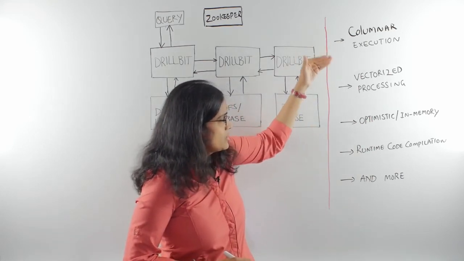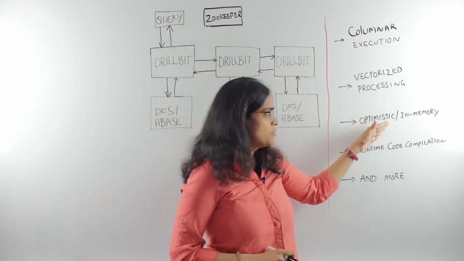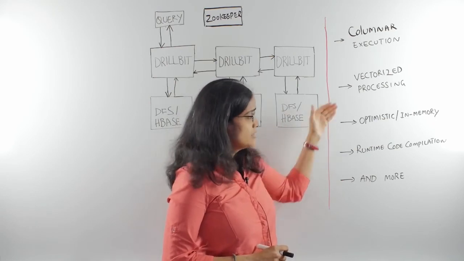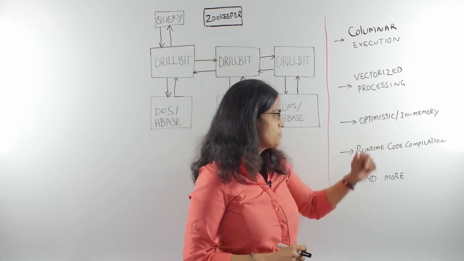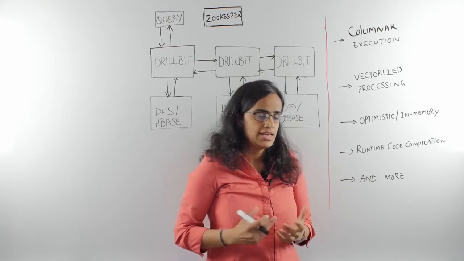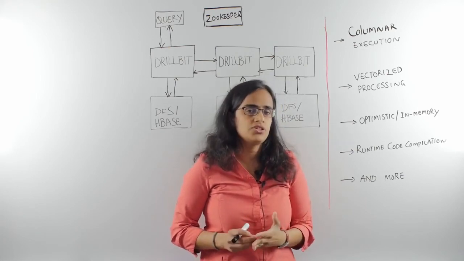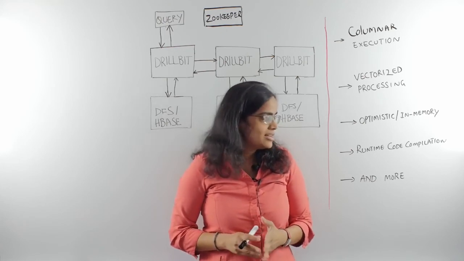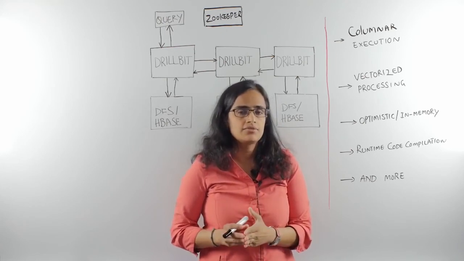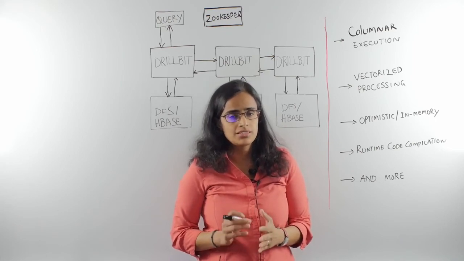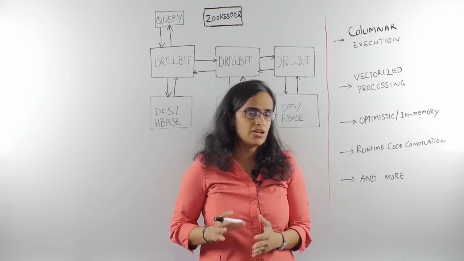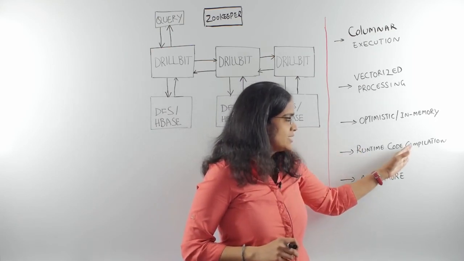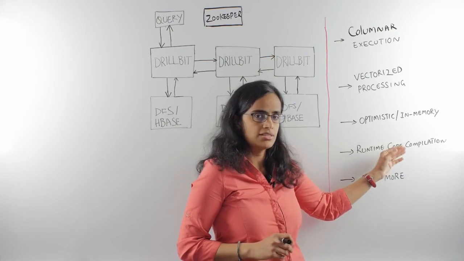So columnar execution, vectorized processing, optimistic in-memory execution, they complement the distributed query execution capabilities. There are a lot more. One example is runtime code compilation. Runtime code generation is very efficient compared to interpreted query execution. Drill allows you to dynamically generate very highly efficient custom code for every query, for every operator. So this again is a very efficient way to execute the query.